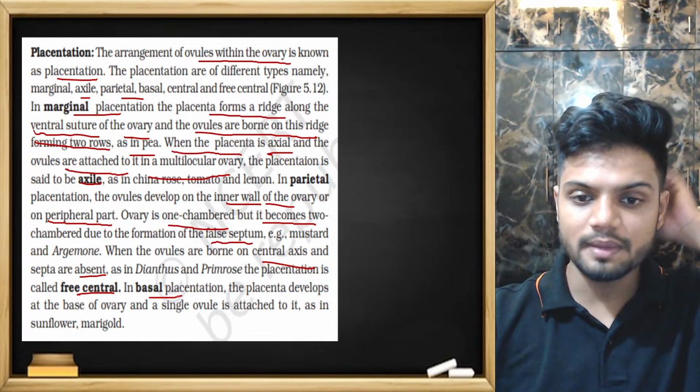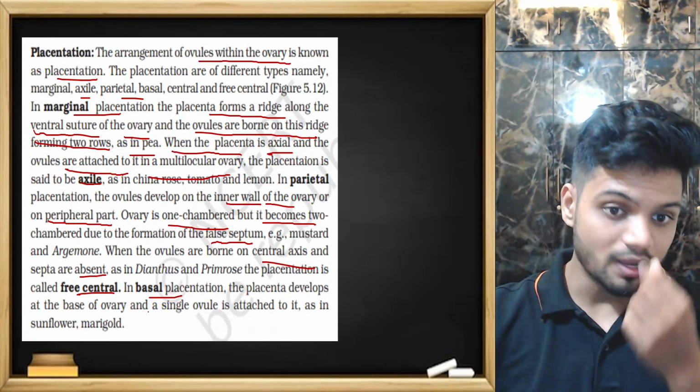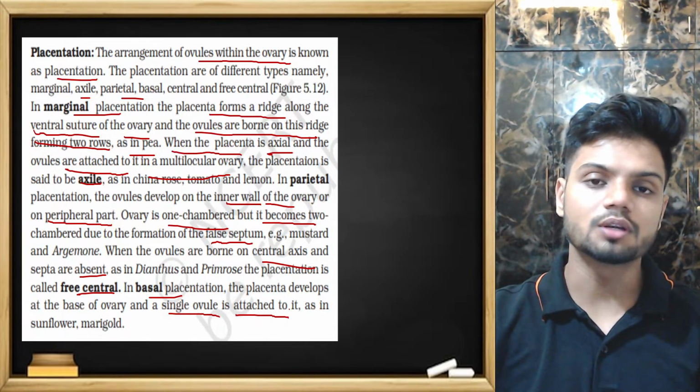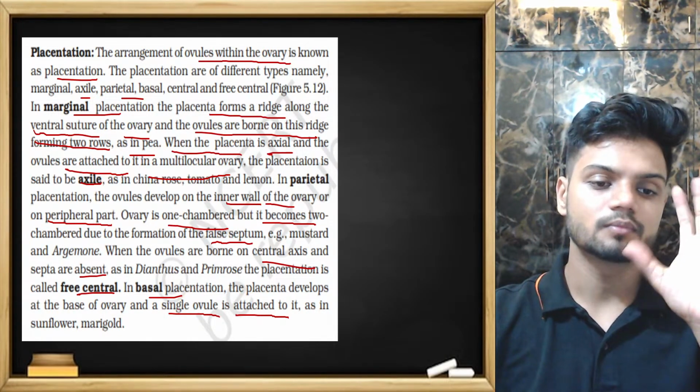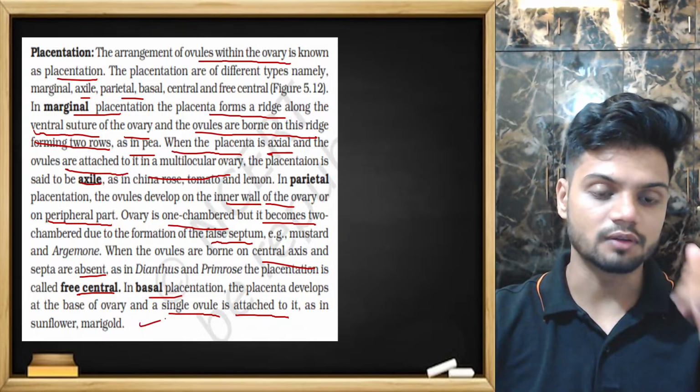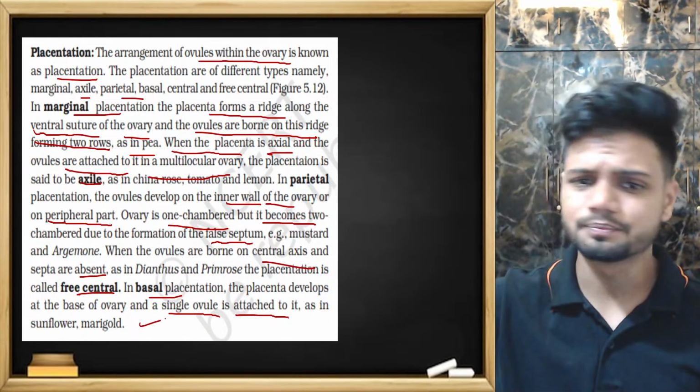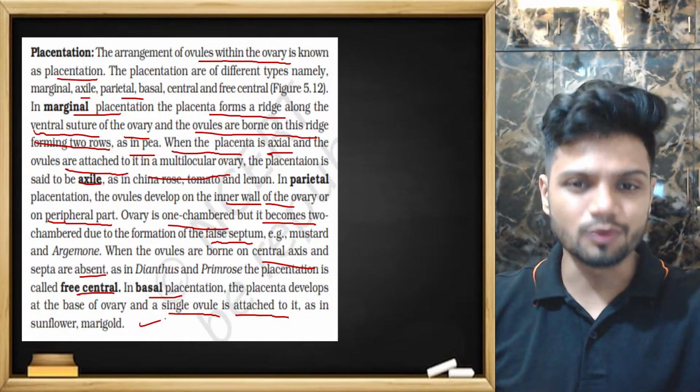The last one is basal. What is basal? A single ovule is attached at the bottom, a single large ovule at the base. Examples are marigold and sunflower. I hope this was very easy to understand, right? I hope it was very easy to understand each one of them.